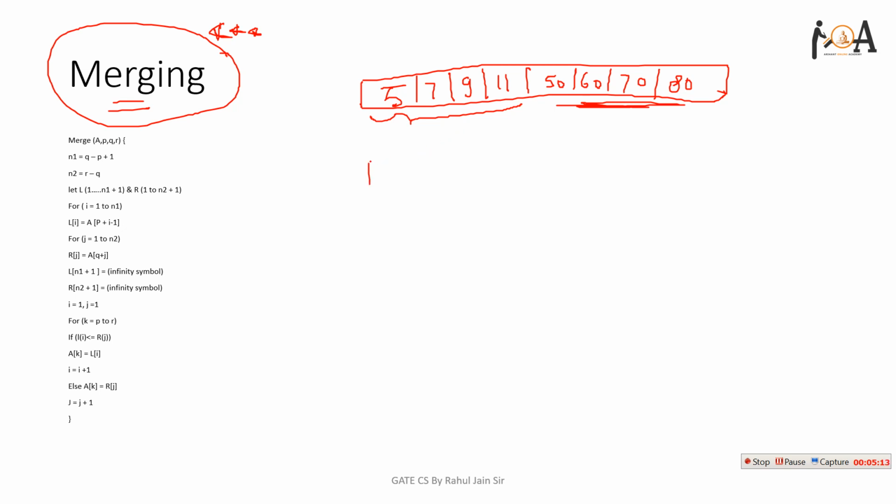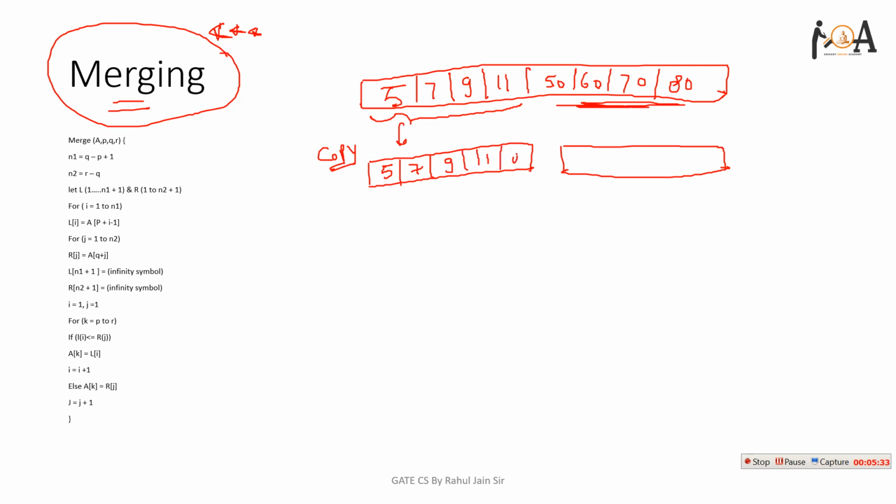So what I will do is take two new subarrays of equal length, and I will copy all these elements as they are into them. So I will just copy the elements as they are: 5 7 9 11, and at the last place just put the infinity symbol, and in the second array just put 50, copying all the elements as they are. I copied all elements as they are, and in the last index I put infinity. Okay, so suppose the indexing of our unsorted array is 1 2 3 4 5 6 7 and 8.